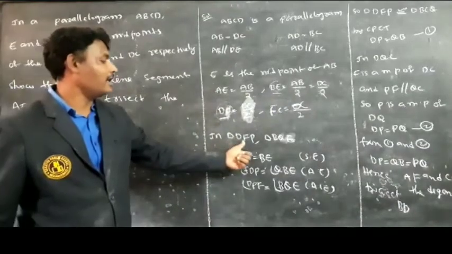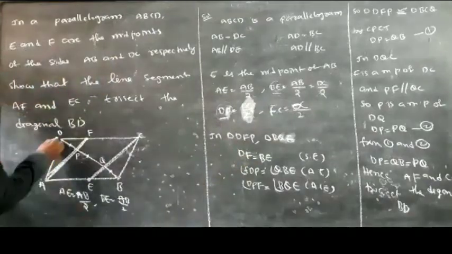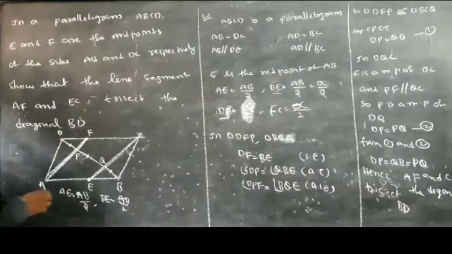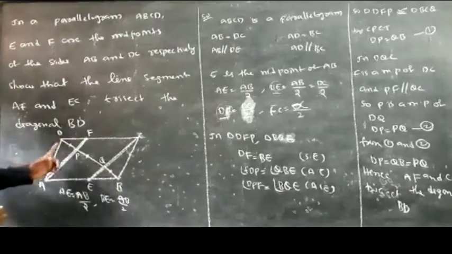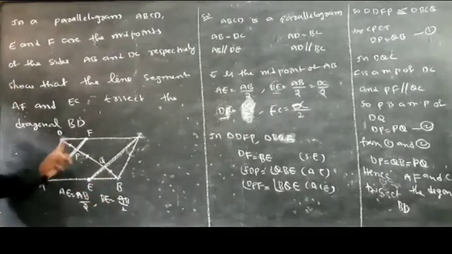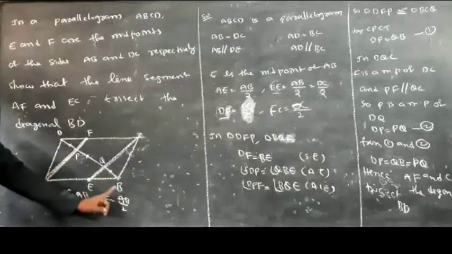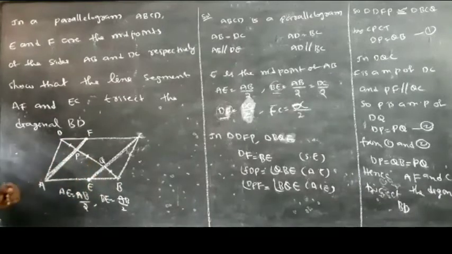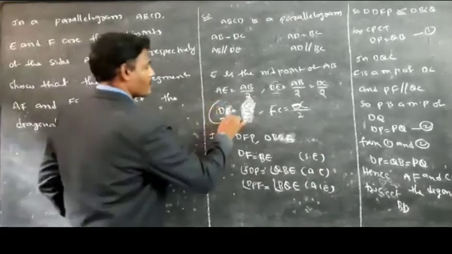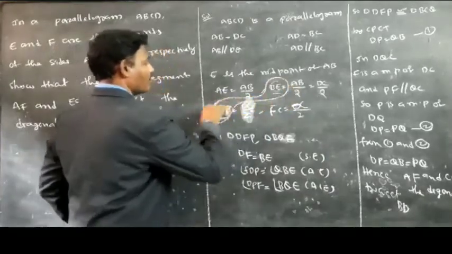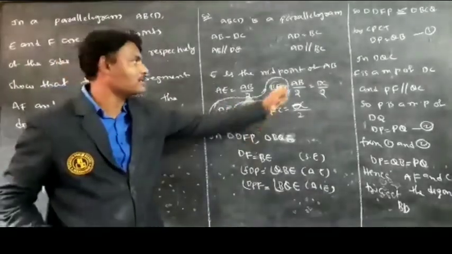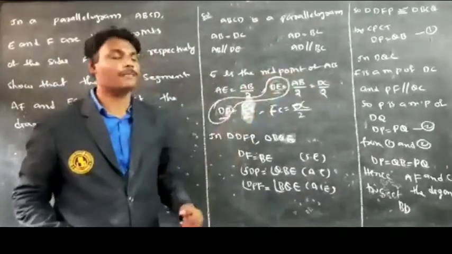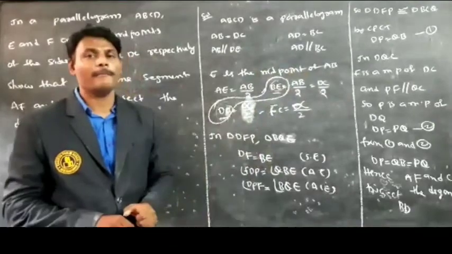In triangles DFP and BQE, I am comparing these two triangles. What are they? DFP and also BQE. So in this, DF and BE both are equal. See here, DF and BE both are equal. Why? Because DF is nothing but DC by 2 and BE is also DC by 2. DF is equal to BE.